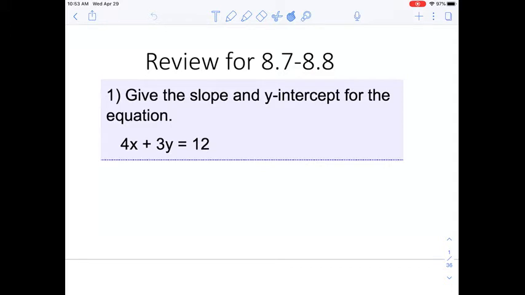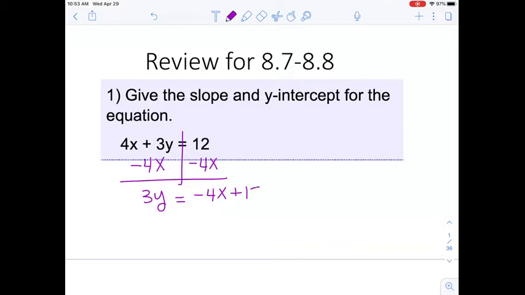The easiest way to do this is to just get it into slope-intercept form, and then we have the slope and the y-intercept. So I need to get y by itself. The first thing I'm going to do is take 4x away from both sides. So I'm left with 3y equals, and I always like to write this with the coefficient and that variable first, so negative 4x plus 12. Y is still not by itself, so I need to divide each of these by 3.